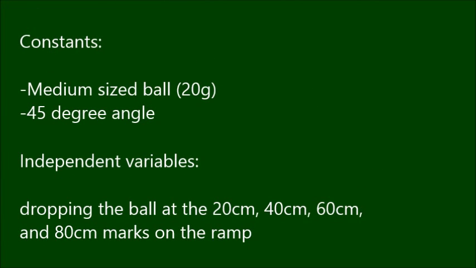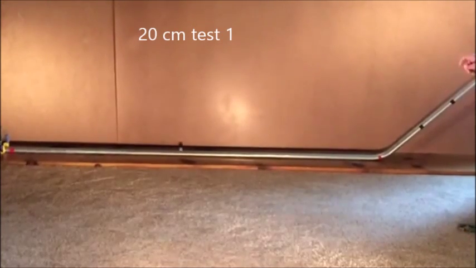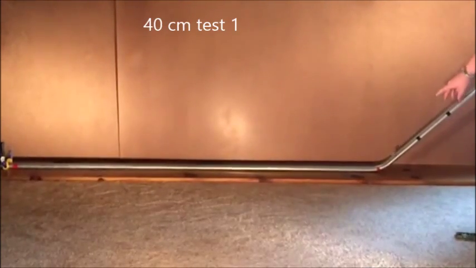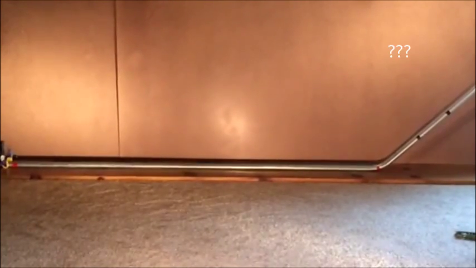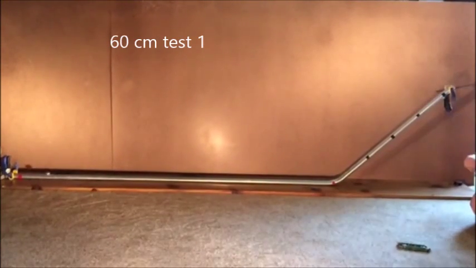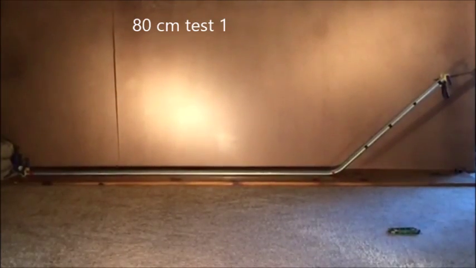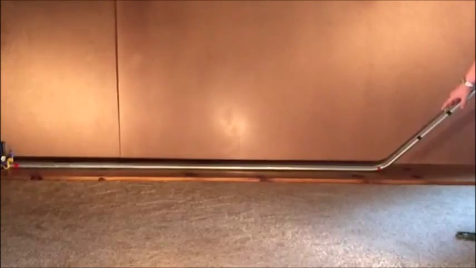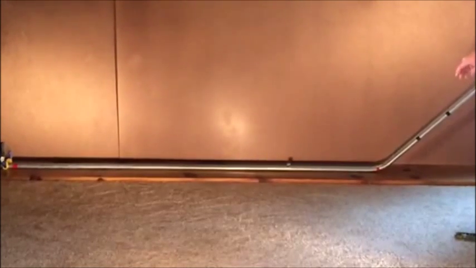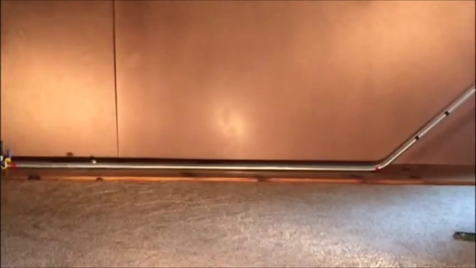For these tests, I once again used the medium-sized ball, again weighing 20 grams. I also kept the ramp at a constant 45-degree angle, only changing how far up the ramp I dropped the ball. Again, using the red markers, I was able to accurately figure out the speed of the ball by going into Movie Maker and playing the video frame by frame.